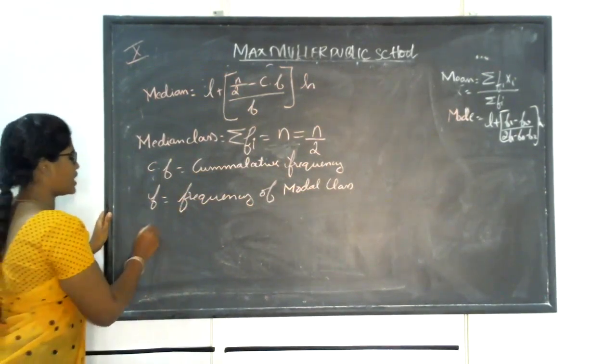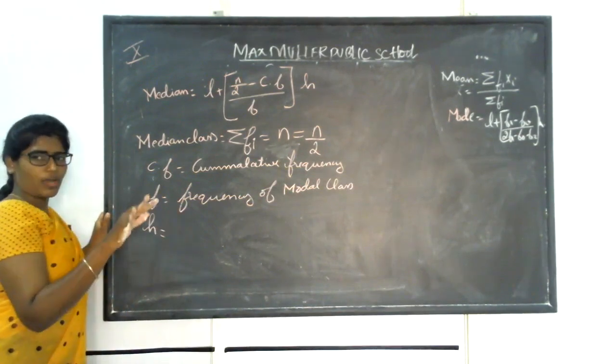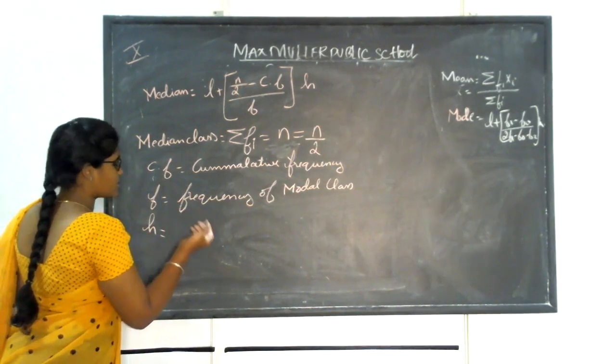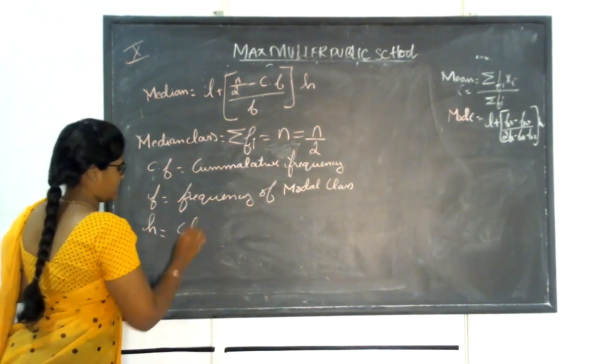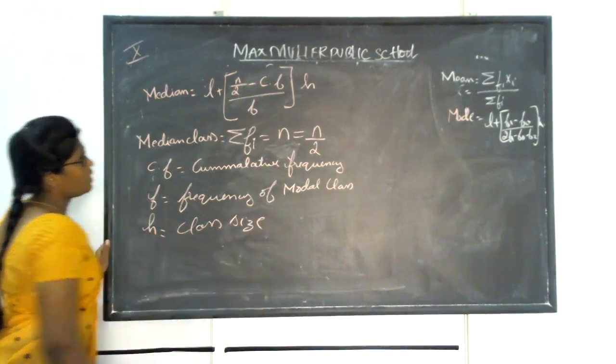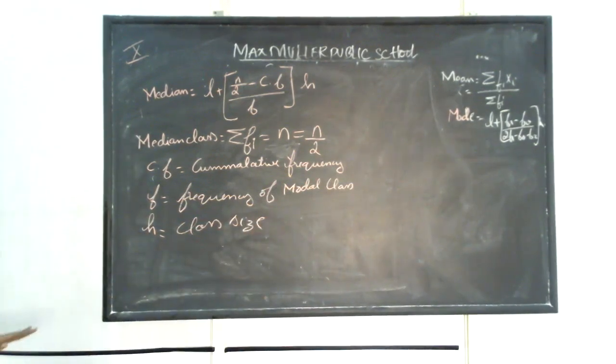Then what do you have as H? H is the common thing you have for mode and median. H is class size. Clear? H is class size. These things you have to remember.